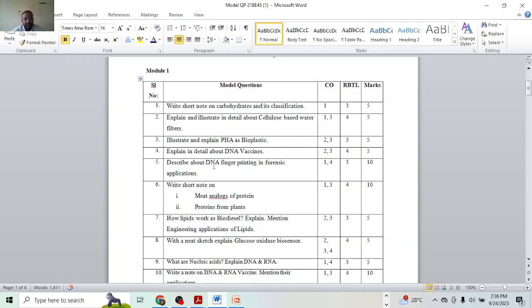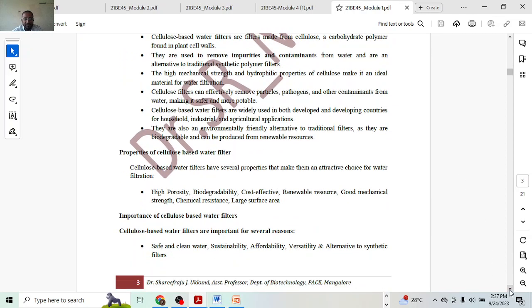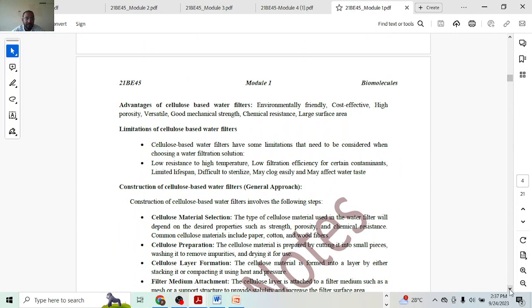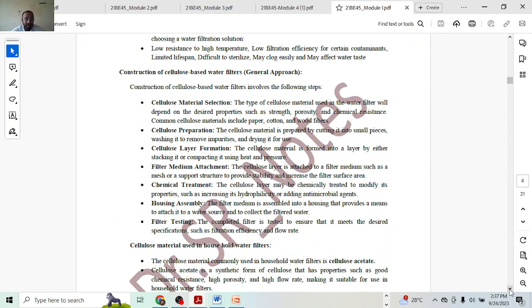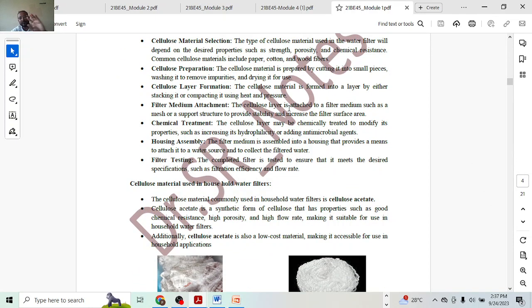So let's move quickly. Next, explain and illustrate in detail about cellulose based water filters. So based on cellulose, what water filters are there, that we are going to explain. Here, explain and illustrate, 5 marks. The cellulose based water filter explanation might get you 2 marks, the properties of the cellulose based water filter might get you 1 mark, the limitation might get you 1 mark, and the construction might get you 2 marks. So that will be your 5 marks.